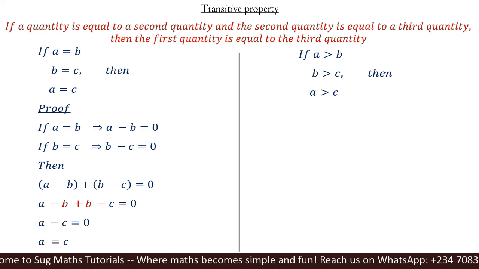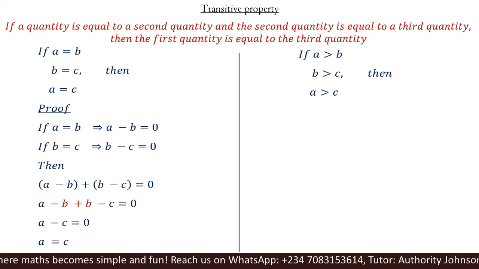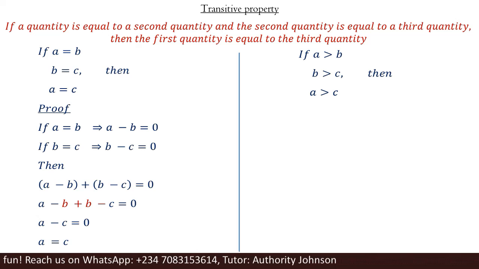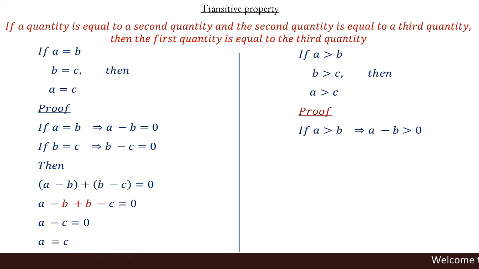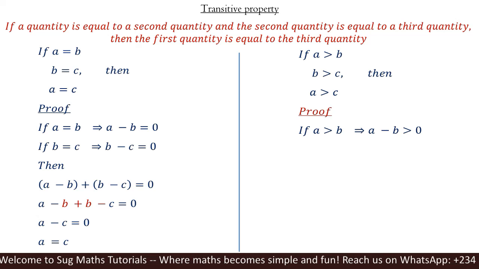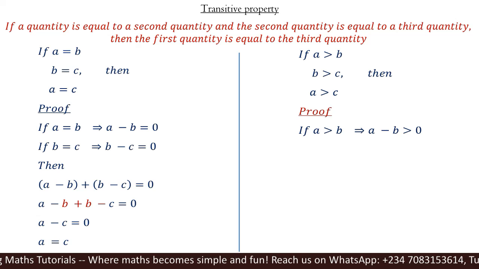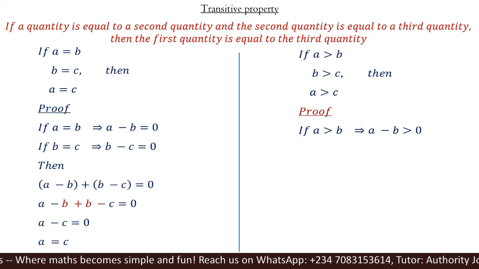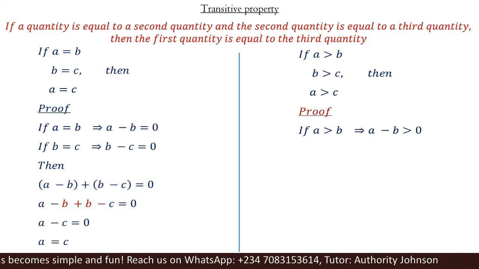Now let's take a look at this transitive law in inequality, where if A is greater than B and B is greater than C, then A is greater than C. Let's go. If A is greater than B, it means that A minus B should be greater than 0. If you subtract B from A, there will still be something remaining, which will be greater than 0.